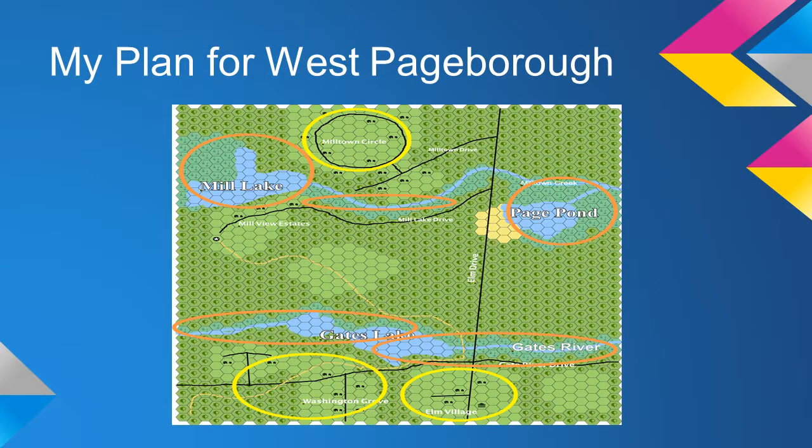This is my plan for West Pageborough. The places circled in orange, those are the places where I want to protect the animals. As you can see, the biomes that are normally included in these areas are the wetland biome and the forest edge biome. The forest edge biome is when the forest hexagon tile touches another biome tile, and the places circled in yellow are the places I want to build.